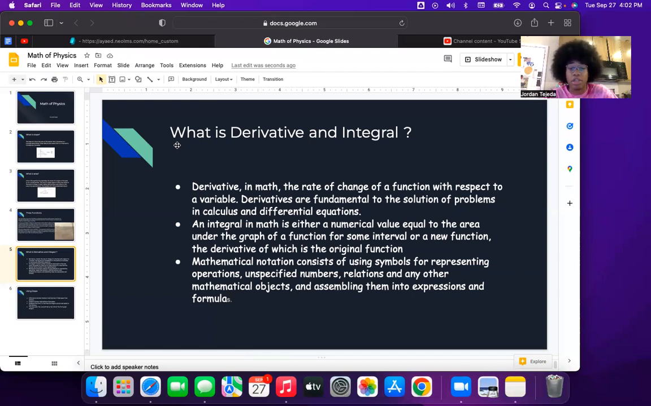Mathematical notation consists of using symbols for representing operations, unspecified numbers, relations, and other mathematical objects, and assembling them into expressions and formulas.